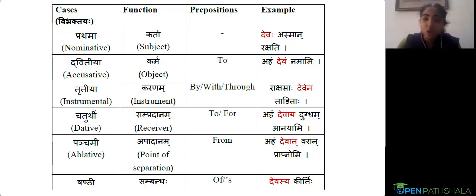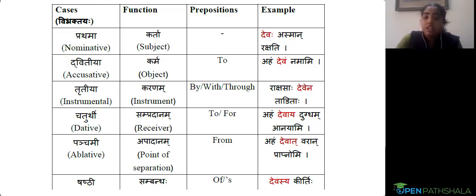The first one is called prathama. In English, the term for prathama case or prathama vibhakti is nominative case. What is the function of using a particular word in the prathama vibhakti? The function is that of karta or subject. So whenever a noun or a pronoun is used in the sense of a subject or a karta, the doer of the action in the sentence, then the form that you're supposed to use is your prathama vibhakti.